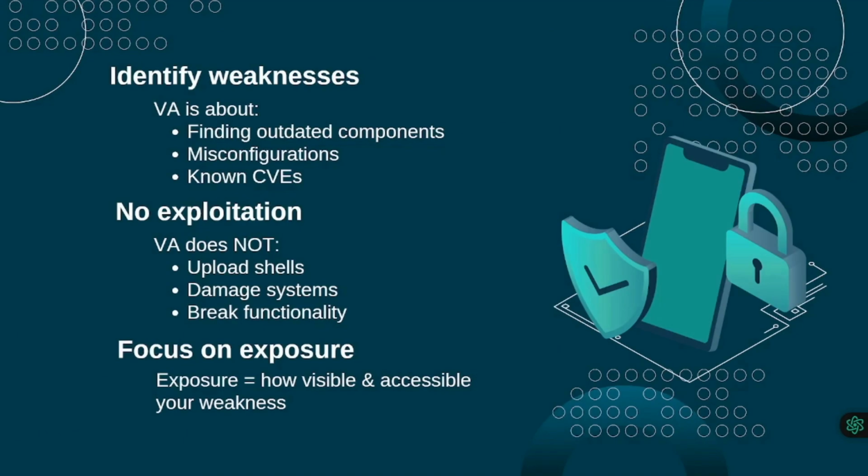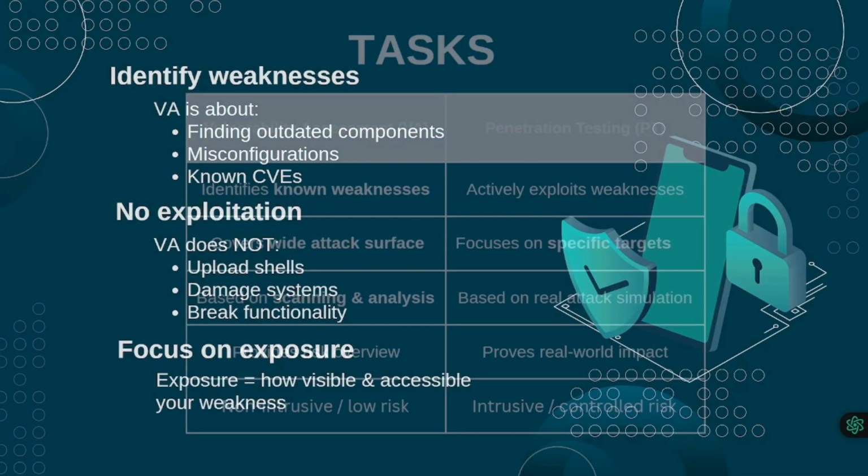Identifying weakness: VA is about finding outdated components and misconfigurations, including known CVEs. For example, if in some year, say 2026, a WordPress site has a new vulnerability, a CVE is assigned. No exploitation: VA does not upload shells, damage systems, or break functionality. It focuses on exposure, meaning how visible and accessible your weaknesses are.